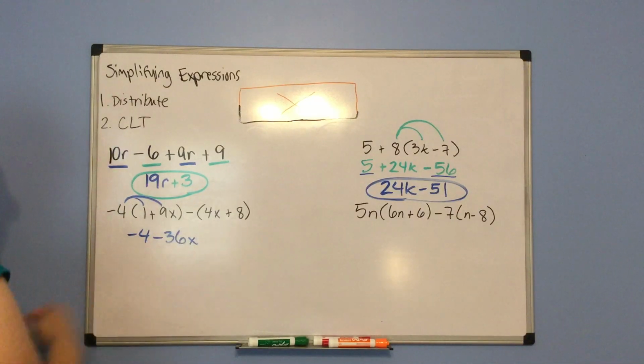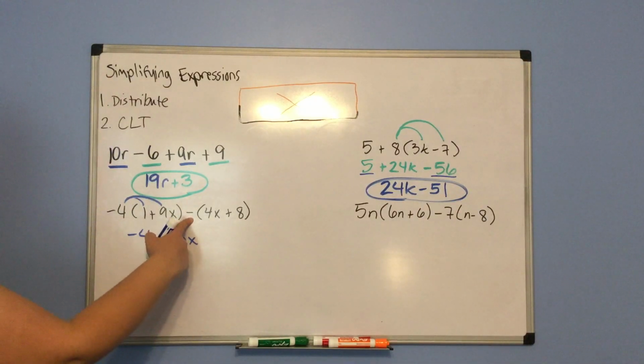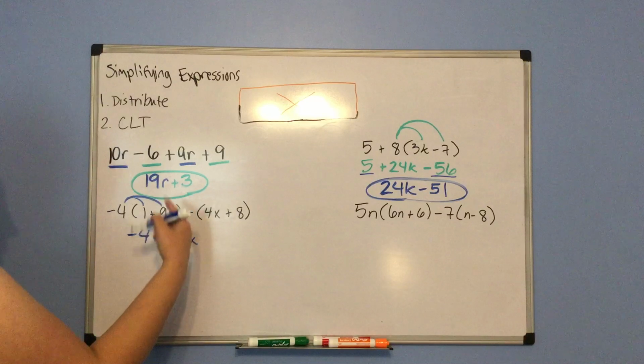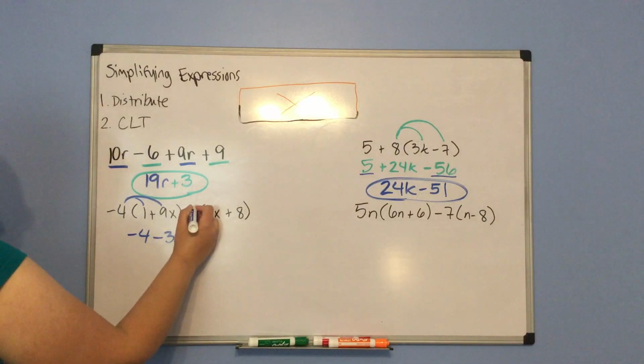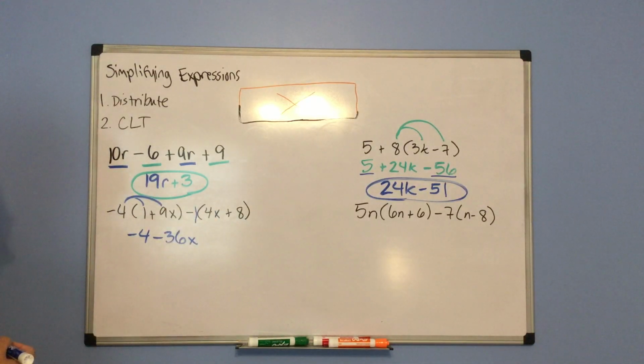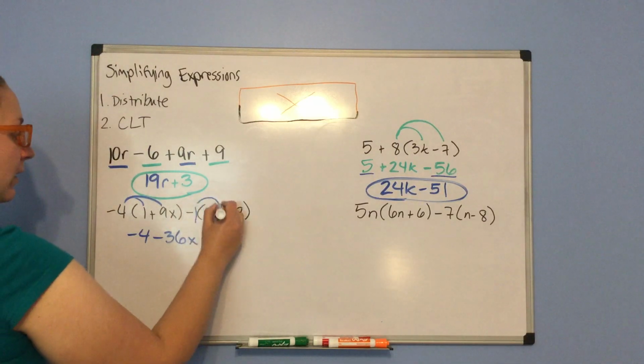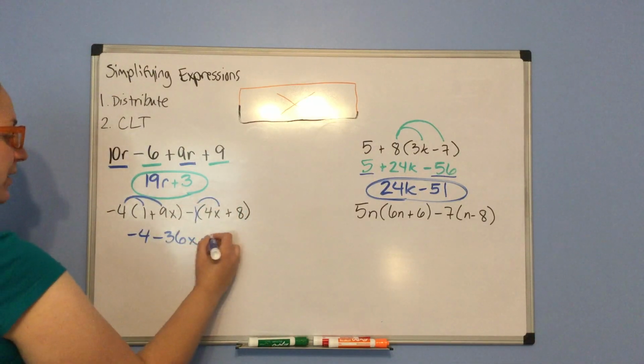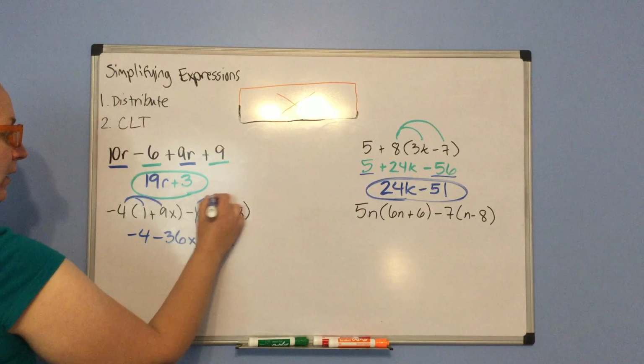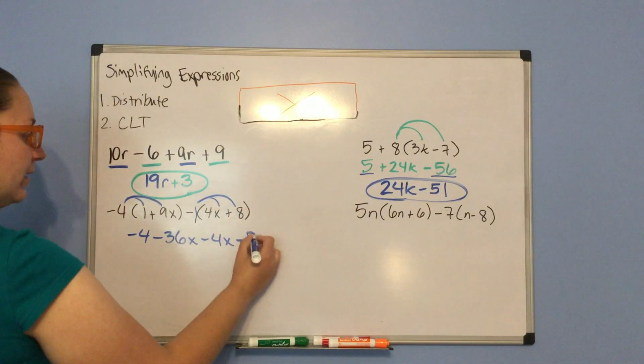Now let's take care of this other one. It looks like just a minus sign in front of those parentheses. Just a minus in front is the same as a -1 in front. You can write that in if it helps you. -1 times 4x is -4x. -1 times 8 is -8.